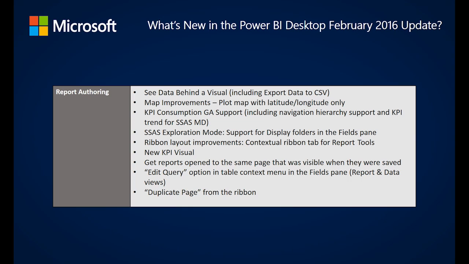The first group of features this month is about report authoring capabilities. The first feature this month is something that has been long requested by many of you: the ability to see the data that's behind the visual and also being able to export that data to a CSV file. Let's go and take a look at this feature.